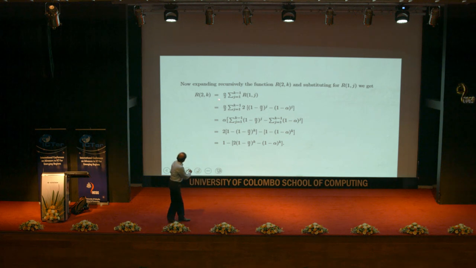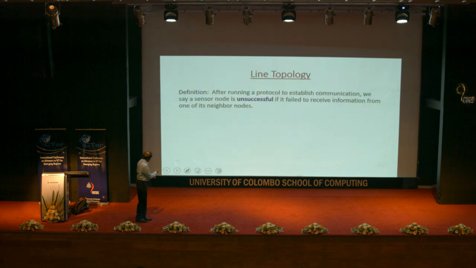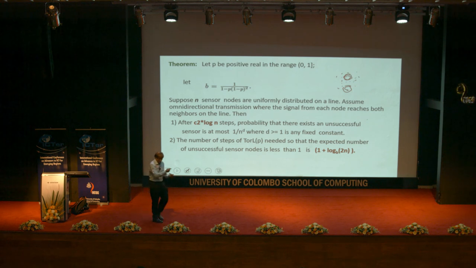So this is R2K. Basically what I'm going to do is the following. I have to show 1 minus R2K. R2K is the probability that the communication with both my neighbors is successful after K steps, so 1 minus R2K is the probability that the node is not successful after K. Is that okay? So basically you simplify, simplify, simplify, and eventually you get this. There's a little bit of manipulation going on. Since I have no time, I'm just going to jump over here. Notice when you do this, eventually you get this number here, 2 over 2 minus alpha. If you calculate it, this number becomes that.